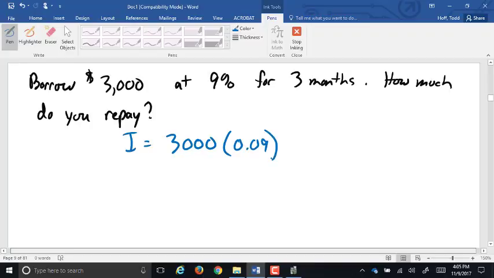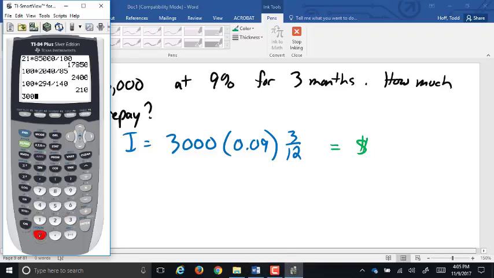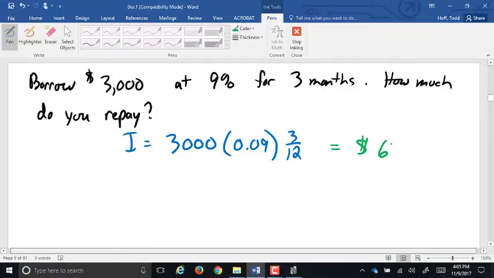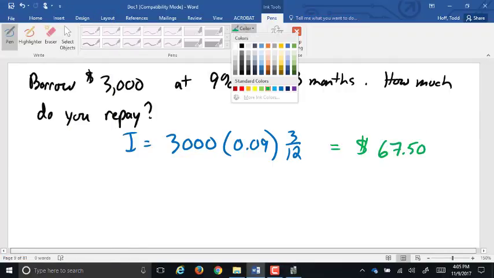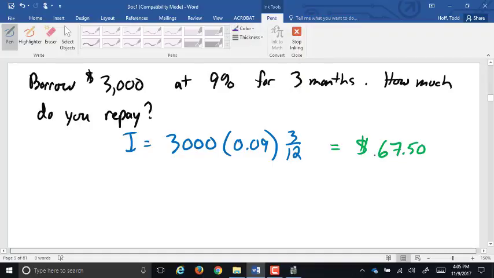0.09, the 9%. Now our time, remember we said our time is always given in years. Well, here we have 3 months. So to express that in years, we would have to do 3/12. There's 12 months in a year, so it's 3/12 of a year. So if we calculate that out, 3,000 times 0.09 times 3 divided by 12, $67.50. That's the interest.